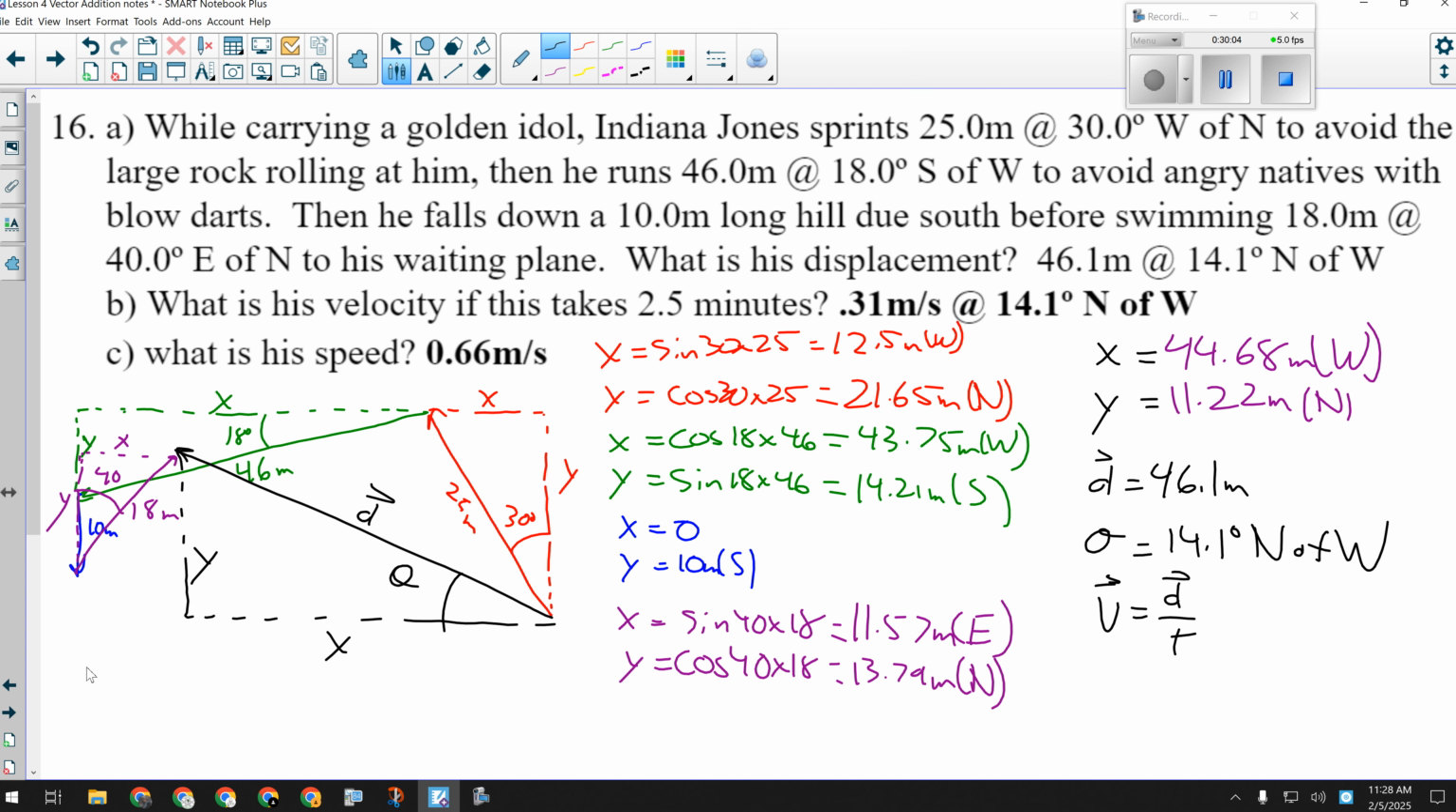And then what's his speed? Well, how do we get that? That's a weird question. We haven't had that. Speed isn't a vector, is it? Speed is scalar. So all I do to get speed is I go 25 plus 46 plus 10 plus 18 and divide it by 150 seconds. It just cares how far he goes. That's the distance. Once in a while you get a little trick like that.